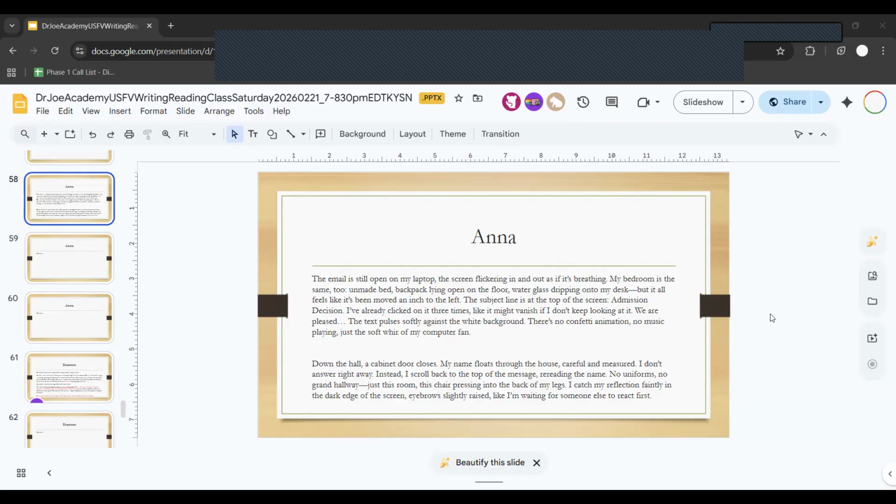Instead, I scroll back to the top of the message, rereading the name. No uniforms, no grand hallway. Just this room, this chair pressing into the back of my legs. I catch my reflection faintly in the dark edge of the screen, eyebrows slightly raised, like I'm waiting for someone else to react first.